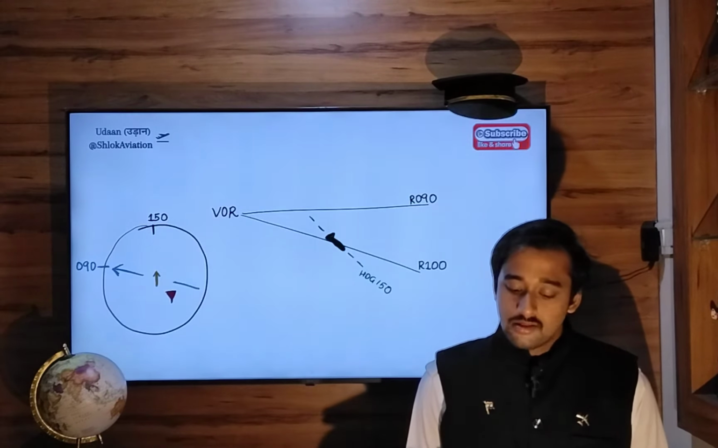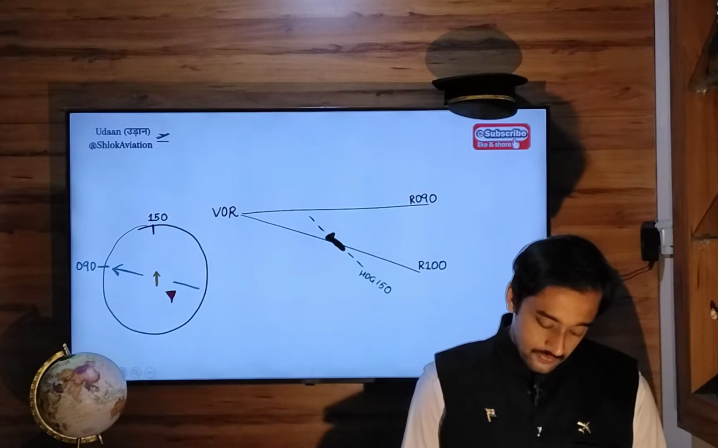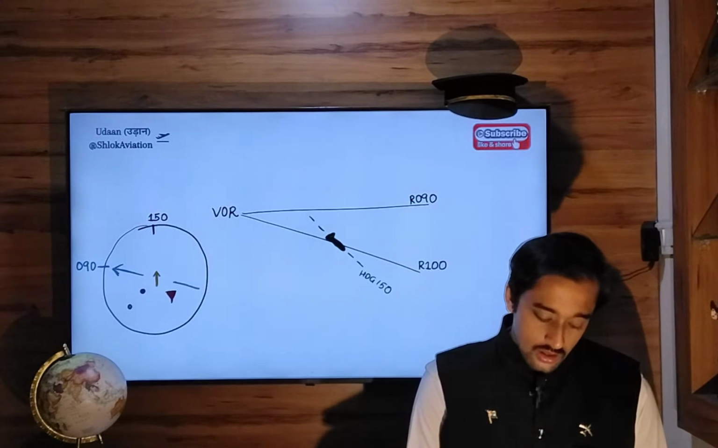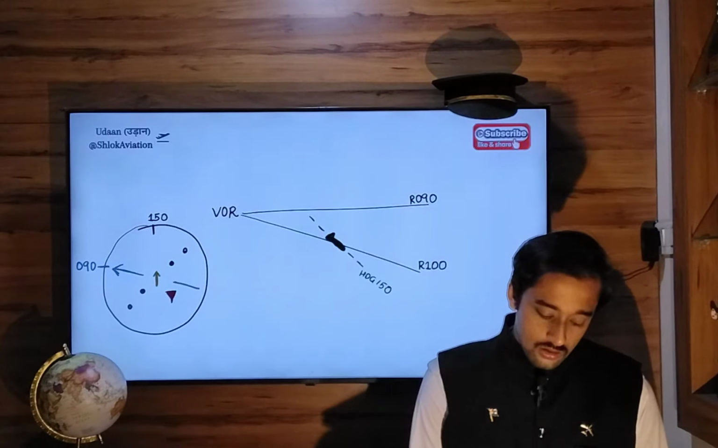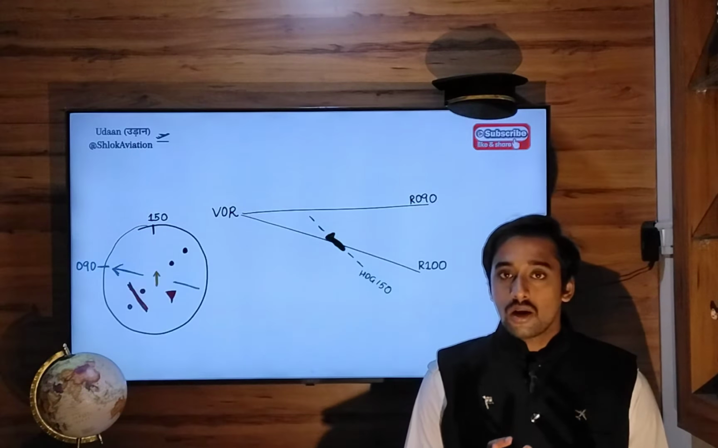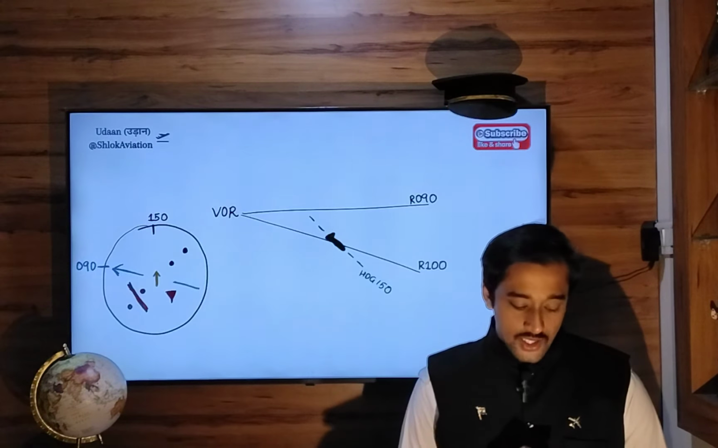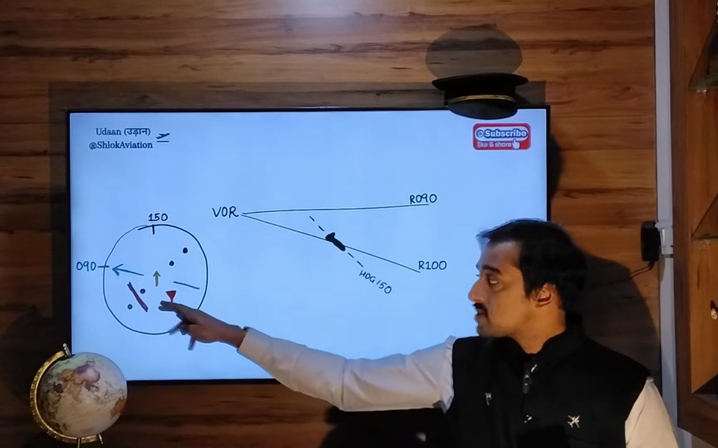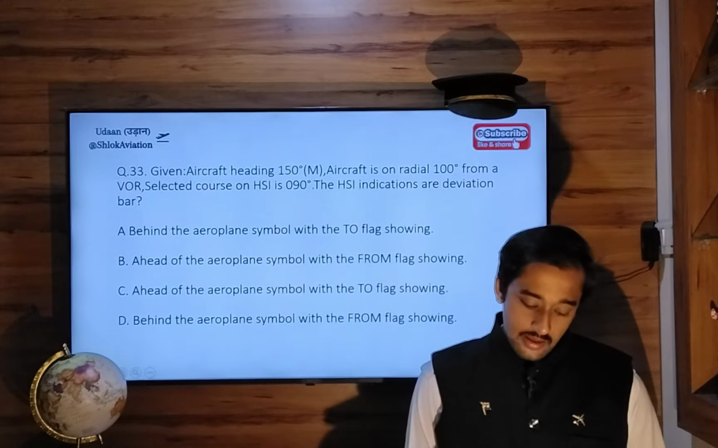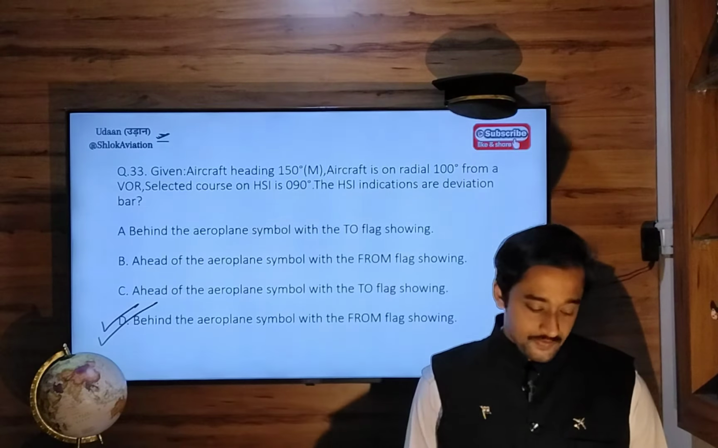Okay, and then 090 is to your left hand side, so the CDI needle will be to the left. So this is your complete diagram for your HSI. A from indication, course selected 090, heading displayed on the top, the CDI to the left hand side. So the correct option will be the option behind the airplane symbol with a from flag showing.